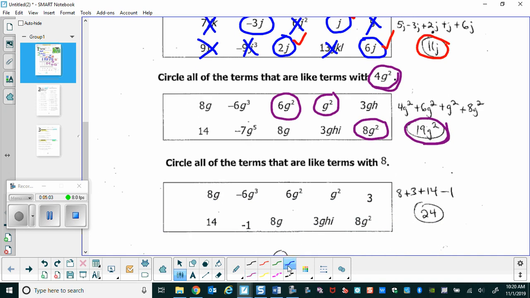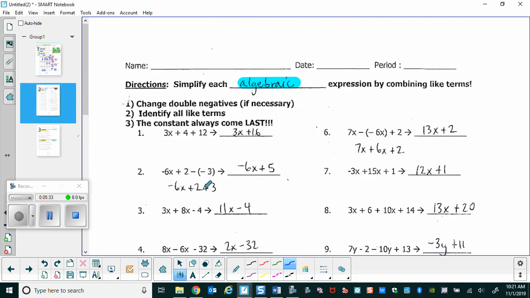Now in our last one, we're just going after like terms with 8, so we're basically just going to be combining constants. That's just like adding or subtracting integers. So what could we add or subtract from 8? Okay, so there's a 3, we have a 14, and we have a -1, and these are all of the constants that we could group together with 8. So 8 plus 3 is 11, plus 14 is 25, now minus the 1, and when we combine those constants, we'd get a 24. So now let's flip over and move on to page 11.